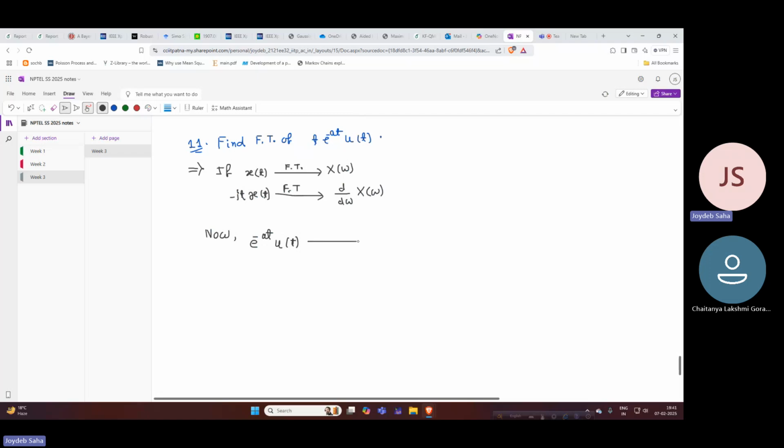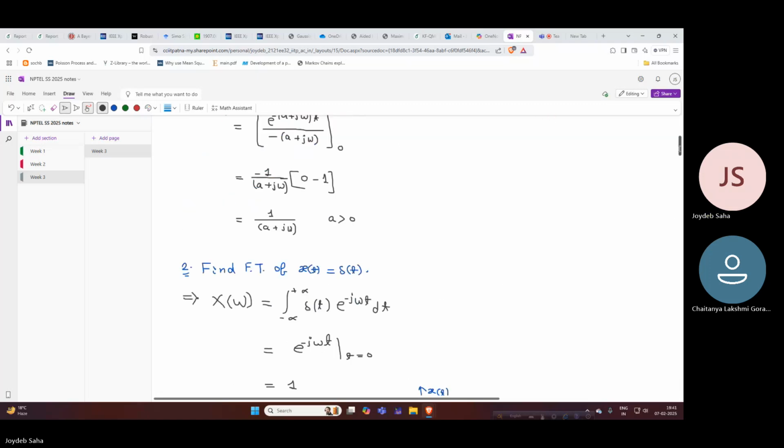Its Fourier transform is 1 upon a plus j omega. How are we getting this? It was our first problem, right? Let us go to this.